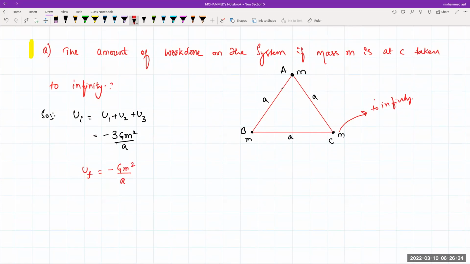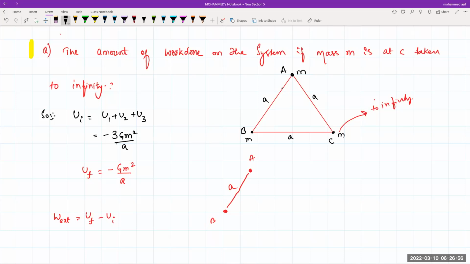क्योंकि अगर एक चला गया तो बचा खाली दो ही ना बेटा, A और B के बीच में रहेगा. यहाँ पर एक मास है, यहाँ पर एक मास है, तो इन दोनों के बीच में ये A है और ये B है, इन दोनों के बीच में दूरी ये. तो U final हो गया this much. तो वर्क डन will be equal to how much, work done by your external agent will be equal to U final minus of your U initial.